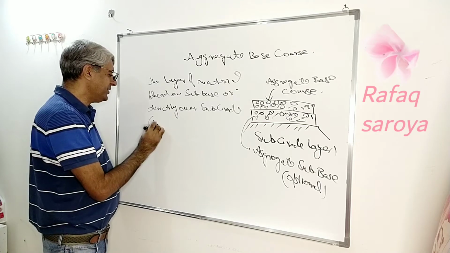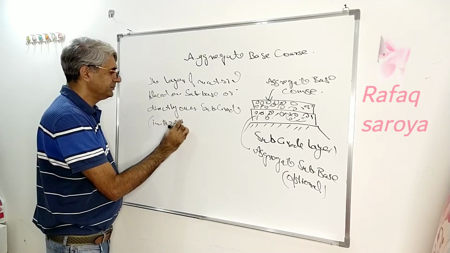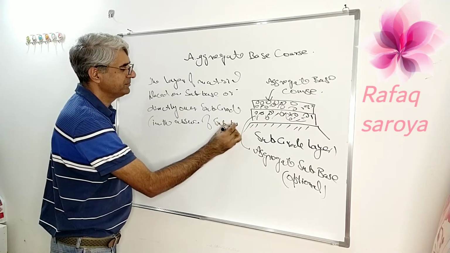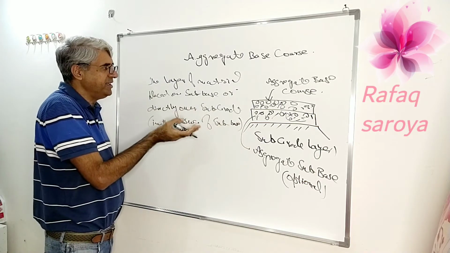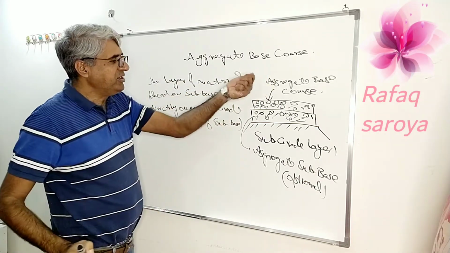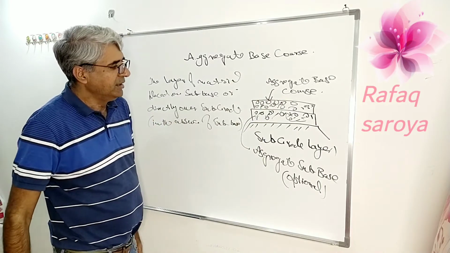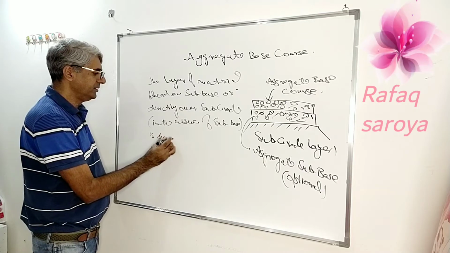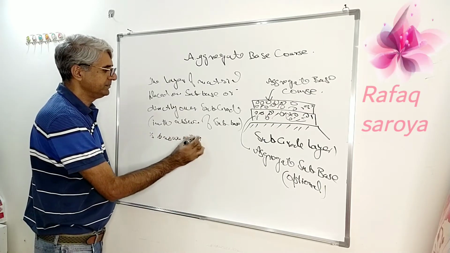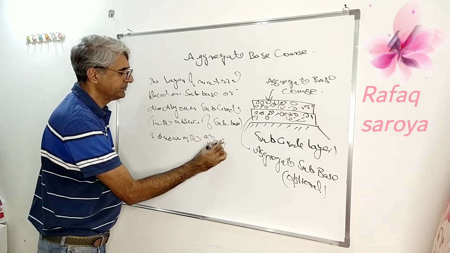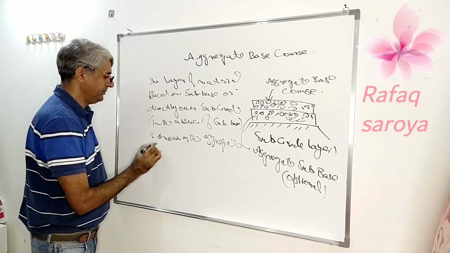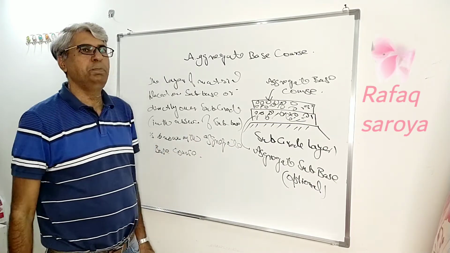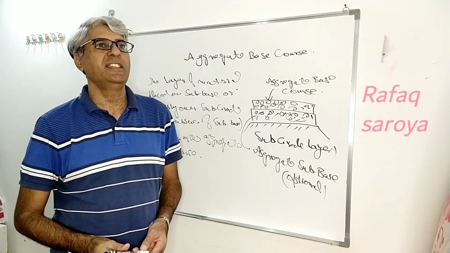It means in the absence of subbase. Because when I have not put this subbase, then this granular material which is directly placed over this subgrade material is known as aggregate base course. This is the simplest way of defining this aggregate base course.